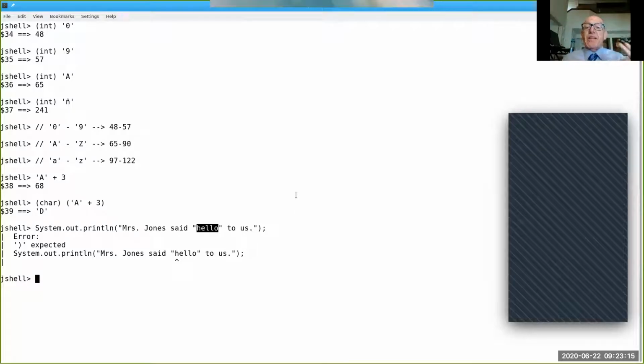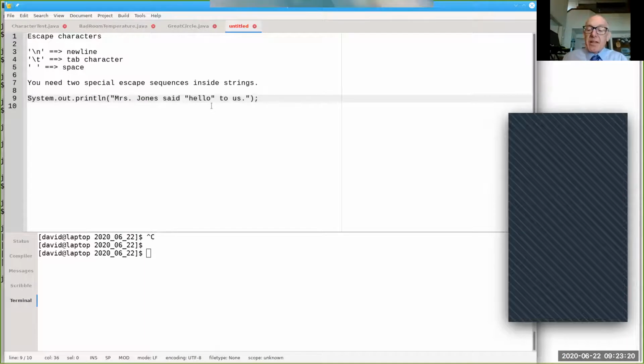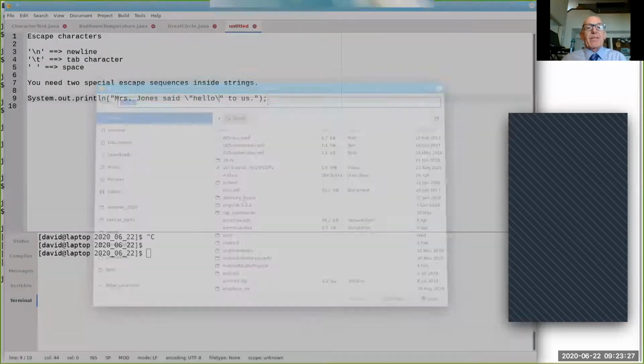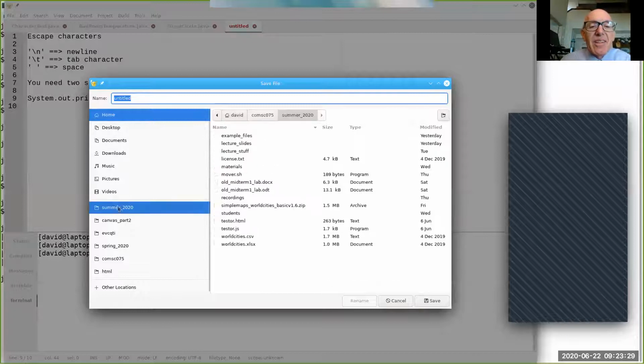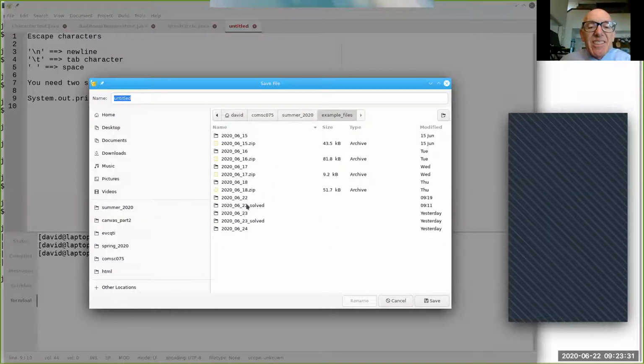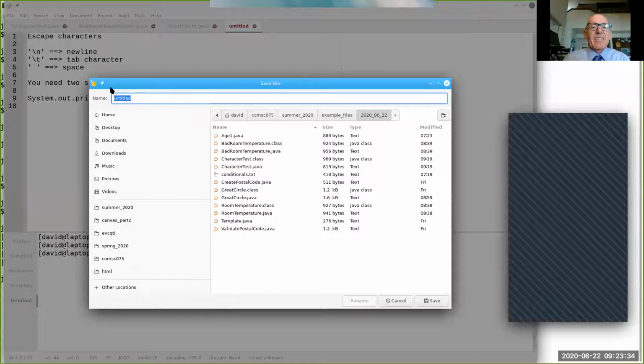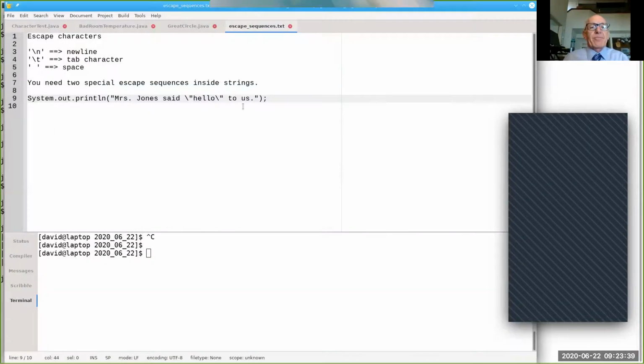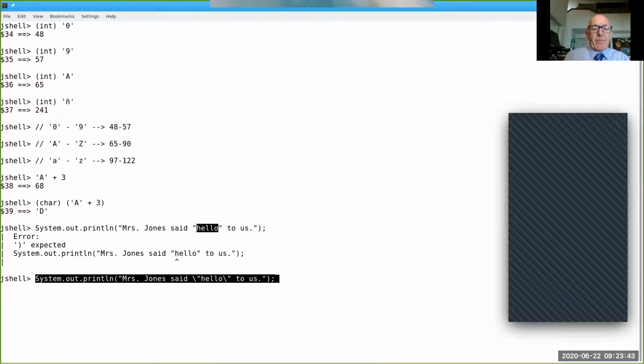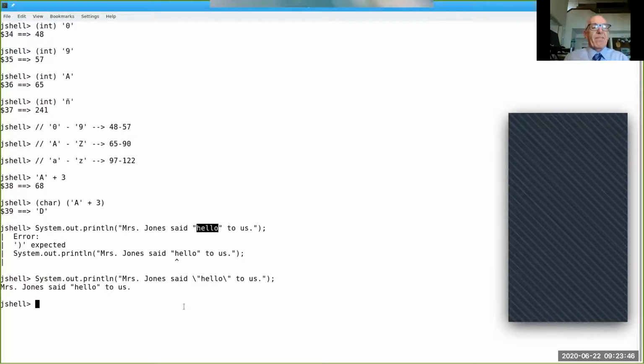We need some way to tell Java, no, don't close off this string. I really want you to put a double quote in the output. And the way we do that is by putting a backslash here. We're going to need one here as well. Now it works correctly.